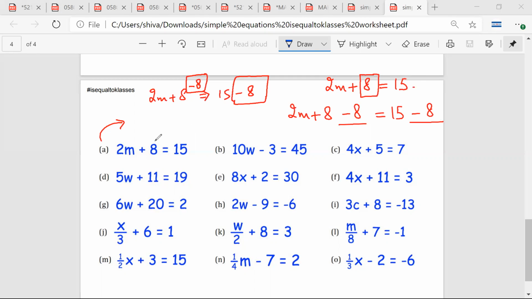So what I want is this 8 should disappear. The only way this 8 can disappear is if you add a minus 8 on both sides. Am I clear or is there still a confusion? No, sir. Understood. So this will cancel. 2m is equal to 15 minus 8, which is 7. Therefore, m is equal to 7 upon 2.